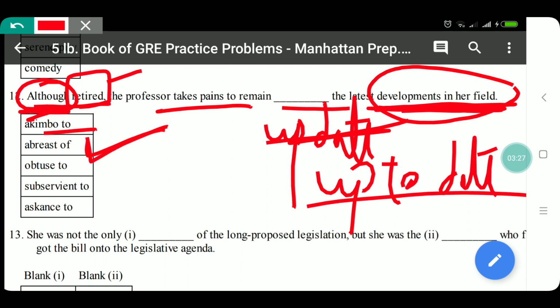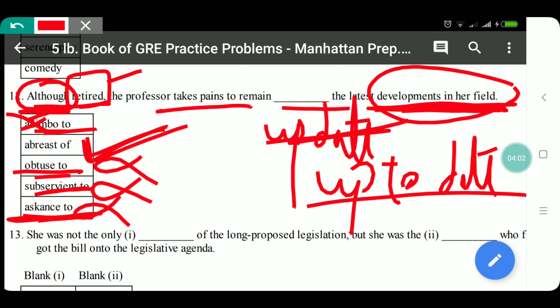Now, akimbo refers to a person standing in a position, ready to take on challenges. But it is not about taking challenges; it is about being up to date with the developments in the field. So abreast of is pretty much going with it. Obtuse to means someone who is very slow and insensitive, but it is totally opposite to that. It's not going with it. Subservient means servant to. Askance means suspicious to something. So this is also not going. Abreast of is the only correct option.